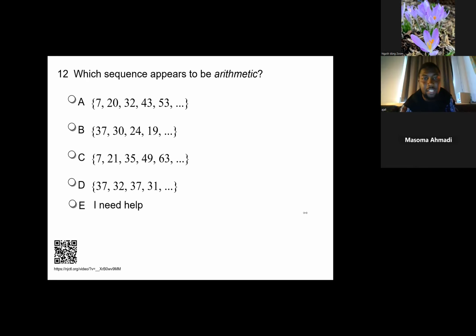Let's investigate each of the sequences. The first one: the first term is 7, the second term is 20. What is the difference between 7 and 20? 13. Then the third term is 32, the difference is 12. The fourth term is 43, the difference is 11. So it is not an arithmetic progression because you don't have a common difference.